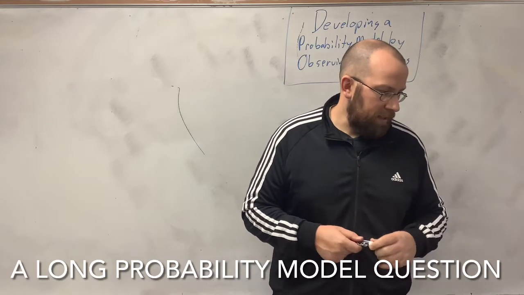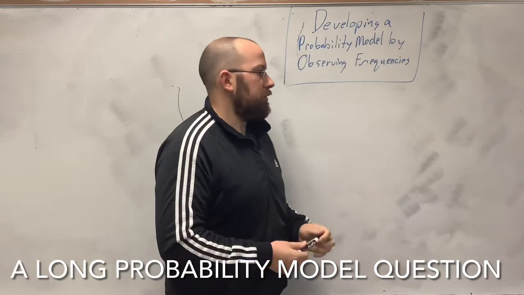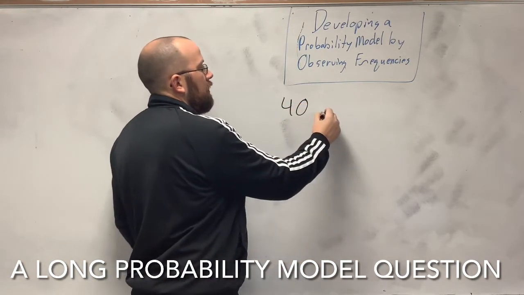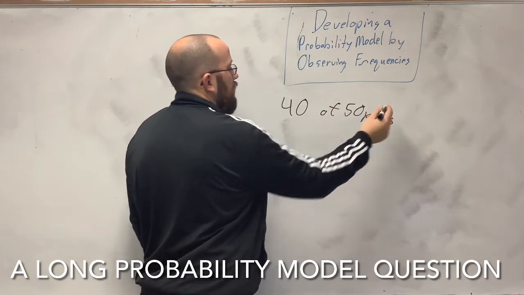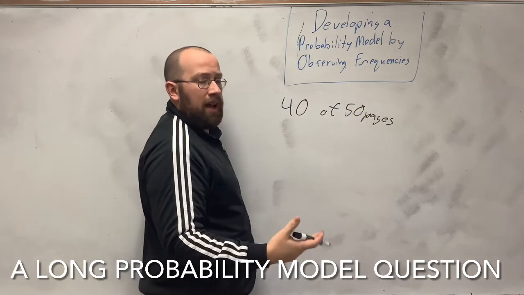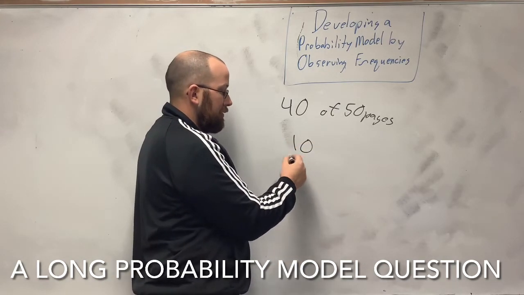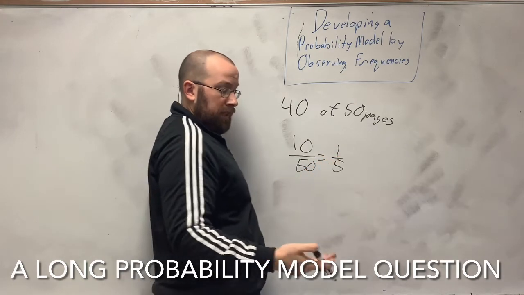So what is the probability that a page is not complete? I said I have completed 40 of 50 pages. So if I've completed 40 of 50 pages, how many pages are not complete? Well, 10 are not complete of the 50 pages. So that's just 1/5 of them are not complete.